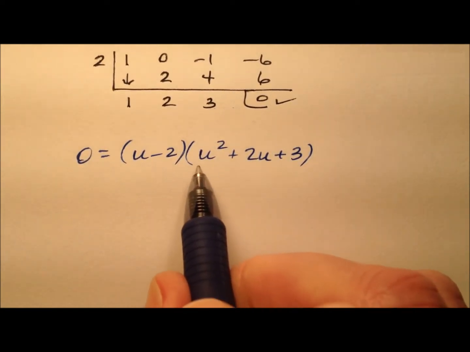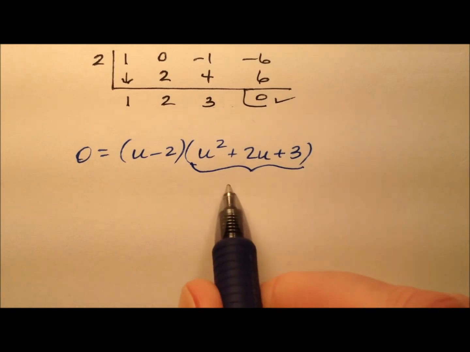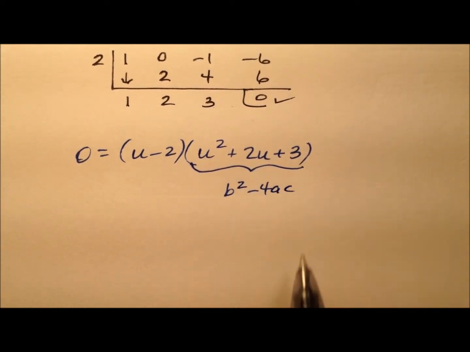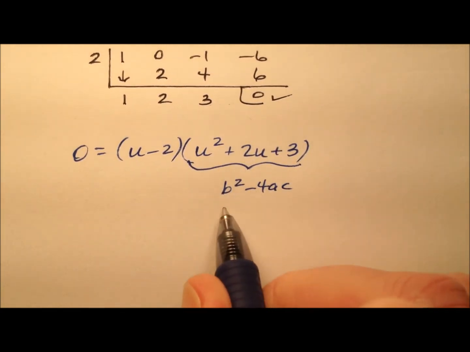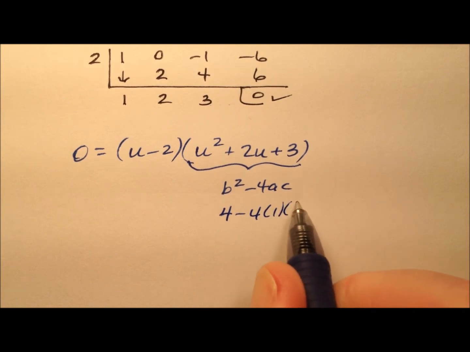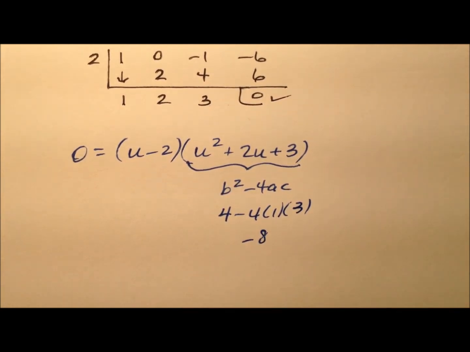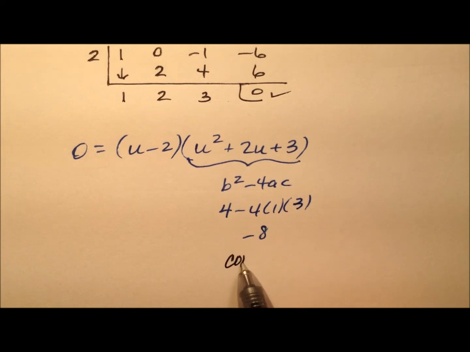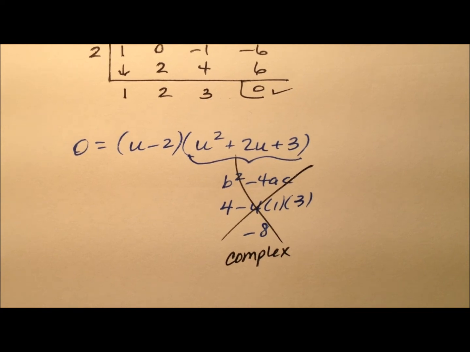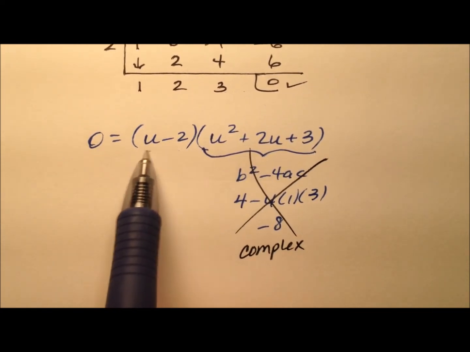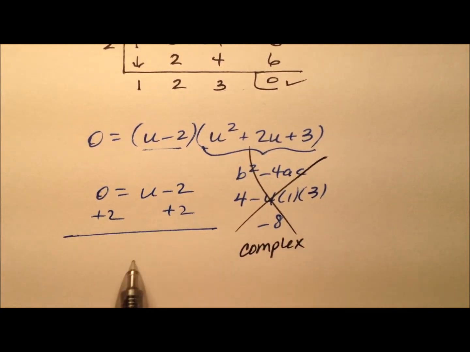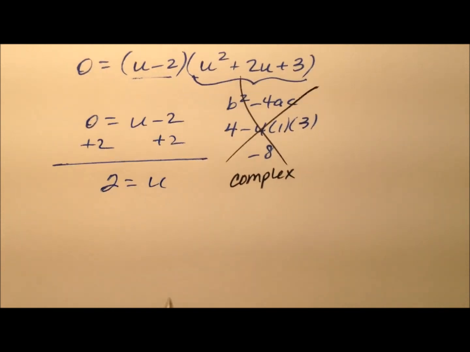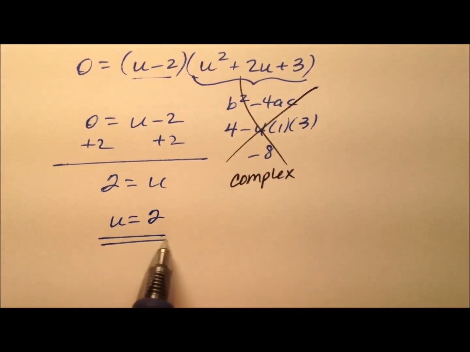All right, so let's consider now this quadratic. Let's take a look at its discriminant, b squared minus 4ac, because that'll tell us how many and what types of roots we're going to have. So b squared will be 4 minus 4 times 1 times 3. That's negative 8. So that means we're going to have complex roots here, which is not actually going to give us anything useful. So the only value we care about is this u minus 2 equaling 0. So let's add 2 to both sides, and we'll see that 2 equals u, or in fact, u equals 2.